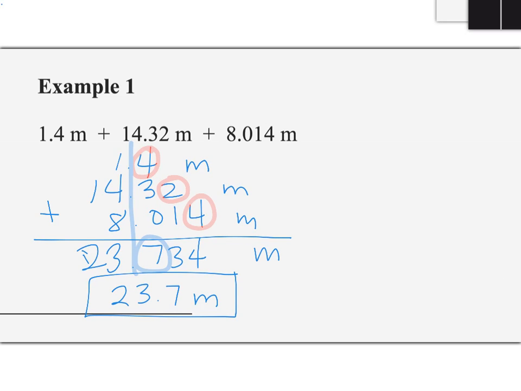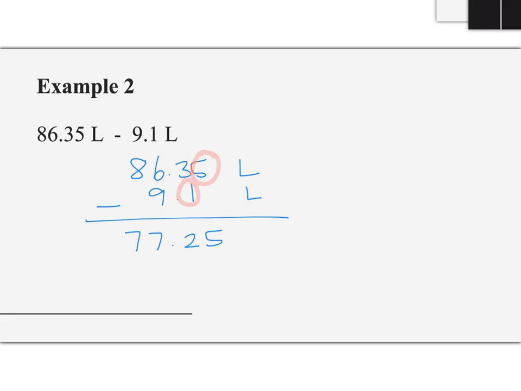Let's look at another example. 86.35 liters minus 9.1 liters. So same thing, you want to line up your numbers. We have 86.35 liters minus 9.1 liters. Now look at your uncertain digits. These are our uncertain digits. So when you calculate the answer, we get 77.25 liters. Now we always want the leftmost uncertain digit, so that would be this one right here. And so we would round it, and this would round to 77.3 liters. And that's our final answer.